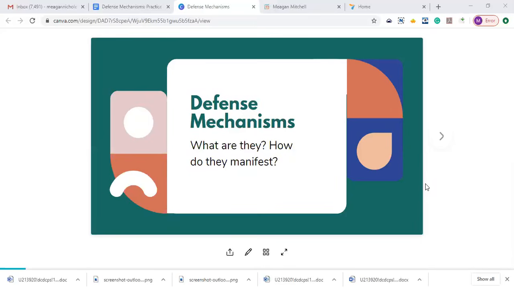There will be defense mechanisms on both the master's and the clinical licensing exam, and there are a lot of them to remember. Today we are going to go through some of the big ones that you will see. This list is not exhaustive, but there are many that might come up on the test. We are going to see what they are and how they manifest, including examples. And then at the end, we will have 5 or 6 practice questions that you can apply to test your knowledge on defense mechanisms.